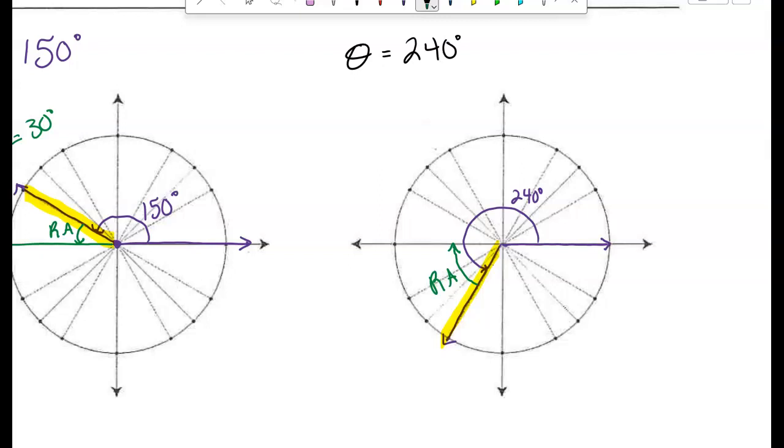It goes back to 180, right? It's just 60 further than 180. So my reference angle measurement is just literally going to be 240 minus what? Which is 60 degrees. What do you think about reference angles?